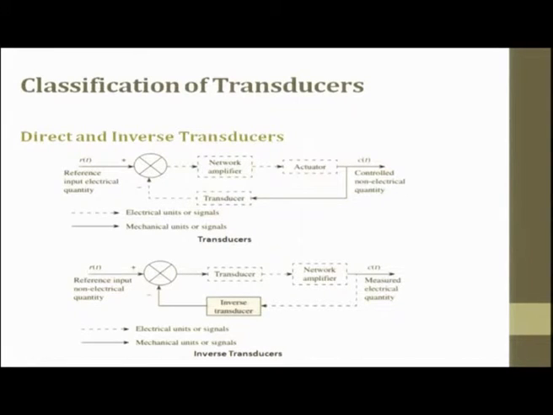So, you have a reference signal which is given as input, okay. Then you have a comparator. Then you have a network amplifier. So, this amplifies and then it tries to actuate whatever it has recorded. So, then this actuation happens and then you have a controlled non-electrical quantity signal which is coming out. So, based upon the actuation, I measure the displacement using a transducer, and this signal is fed in and then it is compared with the reference signal that is given.